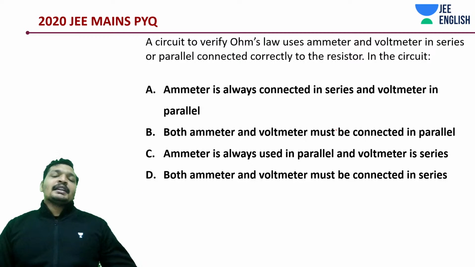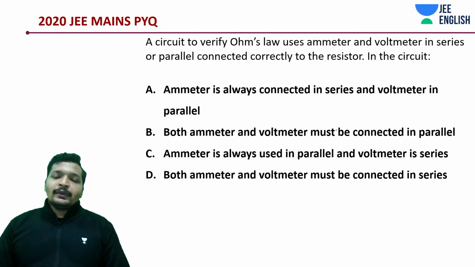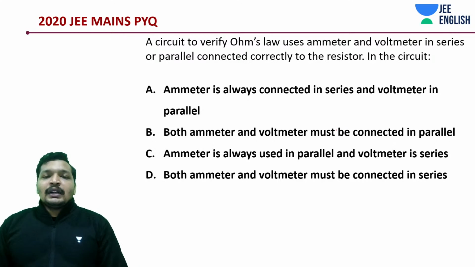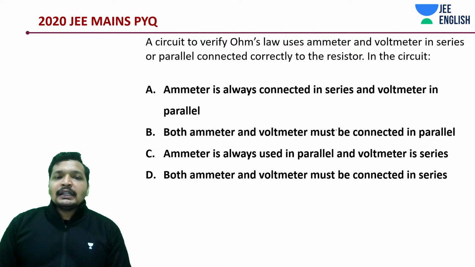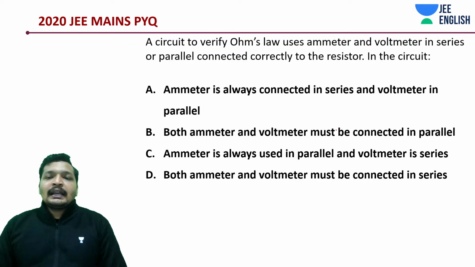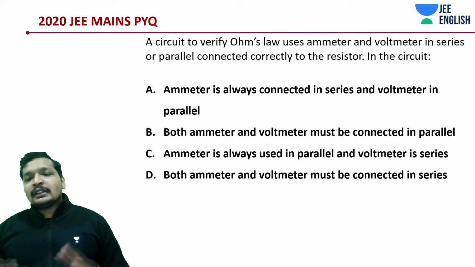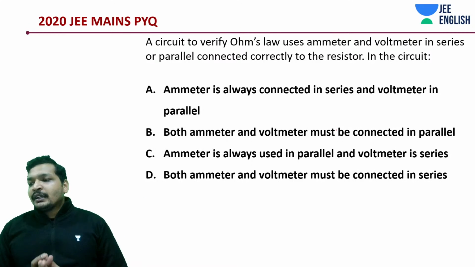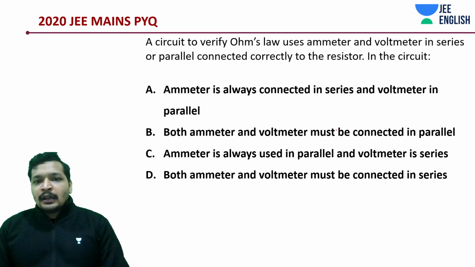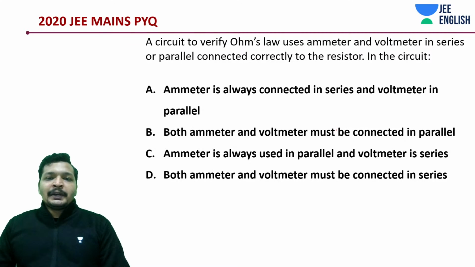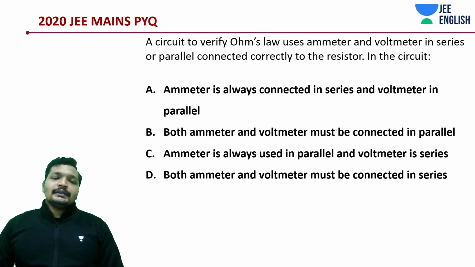Very interesting, very important, very conceptual question of JEE Mains 2020. It says: a circuit to verify Ohm's law uses an ammeter and voltmeter in series or parallel connected correctly to the resistor. Nothing else is being said. You are supposed to use an ammeter and voltmeter to measure a resistance. How will you connect it?